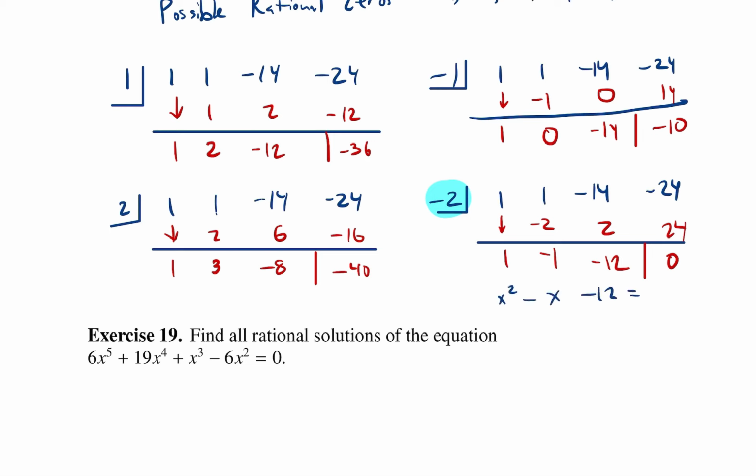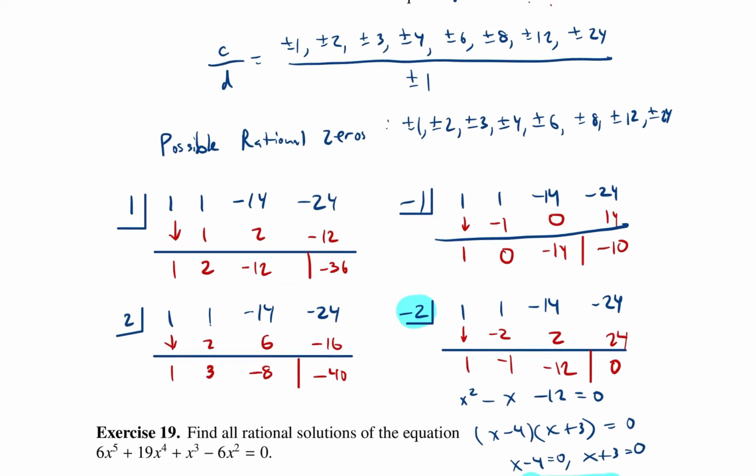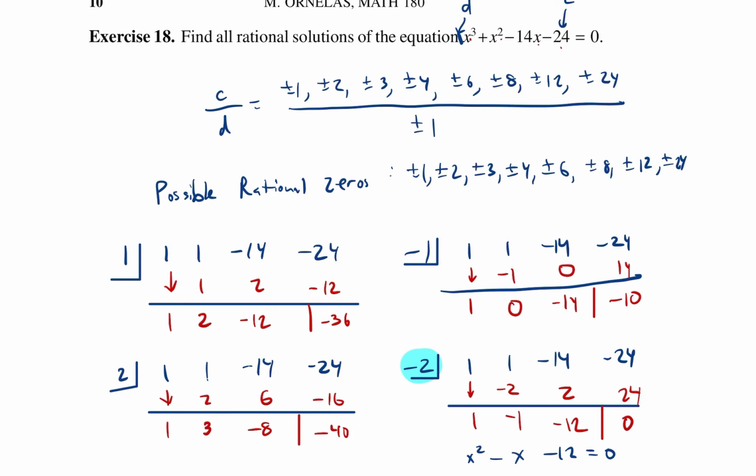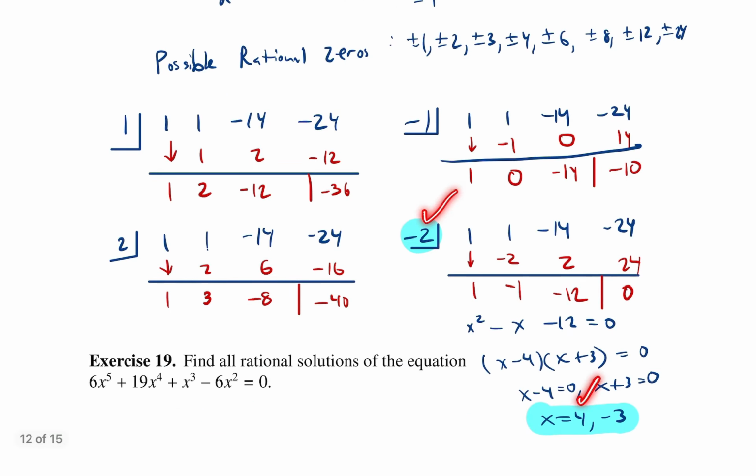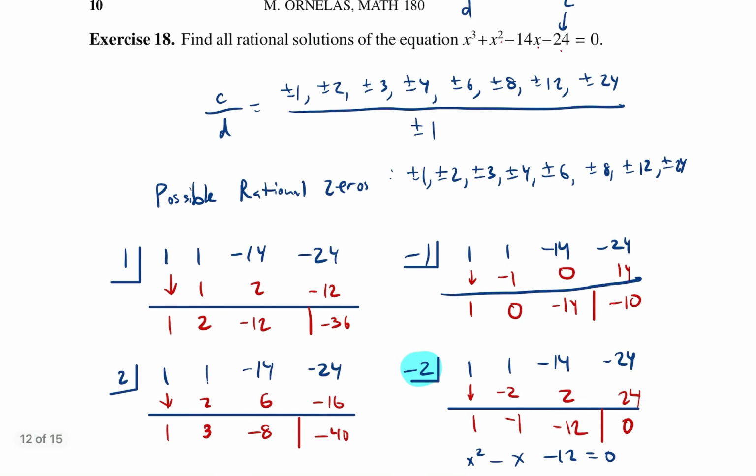So this trinomial here will be x squared minus x minus 12 equal to 0. If you factor that trinomial, you will get x minus 4, x plus 3, and therefore the two other zeros are given by these two factors, which are 4 and negative 3. And at most, this polynomial has to have at most 3 zeros because of the degree. The degree is 3, therefore, at most, it has to have 3 zeros, which it does. 1, 2, 3.